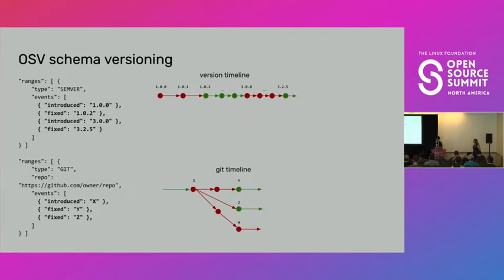So what we came up with was to mark flat events on a kind of version timeline or a version tree, where a vulnerability was introduced, which we mark here in red, as well as where a vulnerability was fixed, which we mark in green. And this generalizes well to both linear version numbers as well as Git trees. And the way that we encode this data with fixed information also makes it useful to consumers, because it tells people which versions they need to upgrade to fix a vulnerability, or what patches they need to apply.